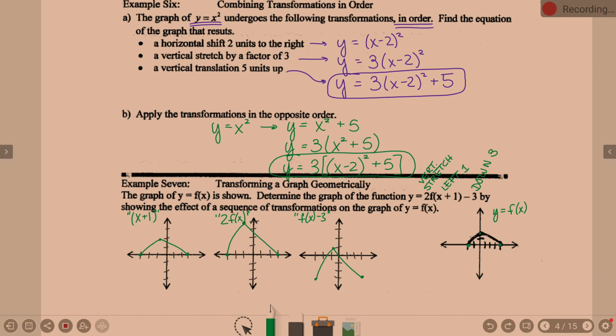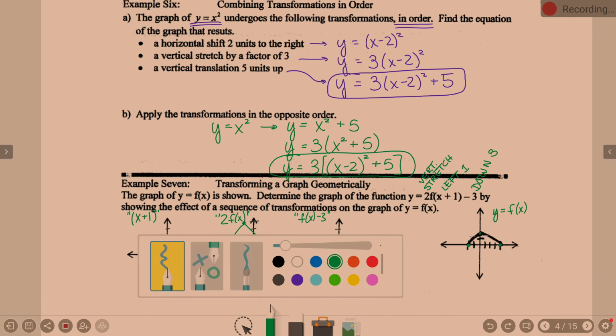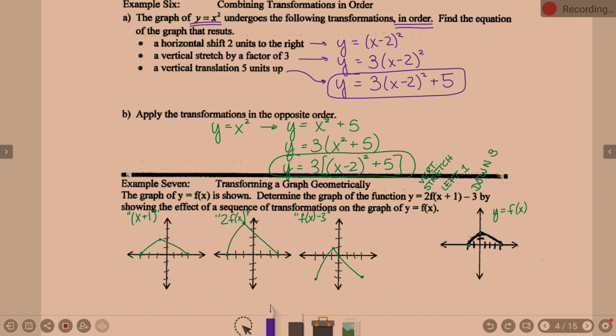Okay, your homework is due tomorrow. It's on page 131. And it's 2 through 32, evens. And you have a little bit of time to work on it.